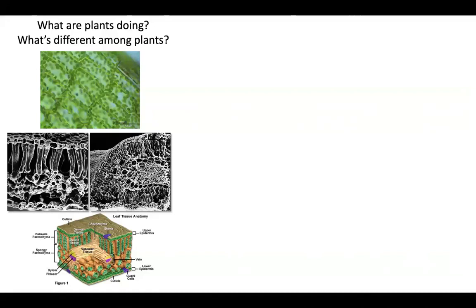Then there's differences in the morphology of a leaf. So here, this is a sugar maple leaf. You can see that there's a lot of space in here. It's a fairly light leaf. And then this is a pine needle, very compact, with high leaf mass per area. You can imagine that light interacting with these is very different.